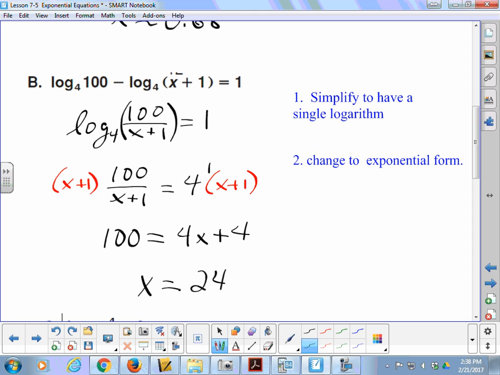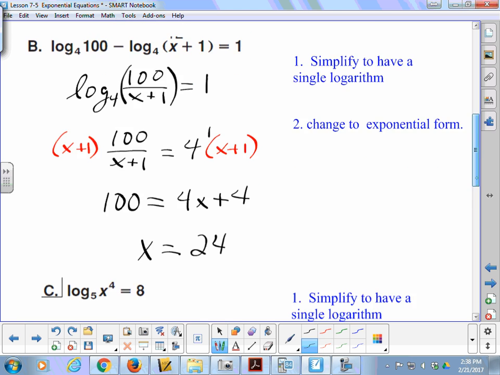Brain cells from that one. Jared, you say you lost too many? Yep. All right, here's another one. That or you don't have any.